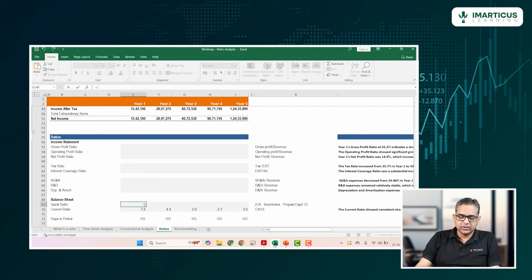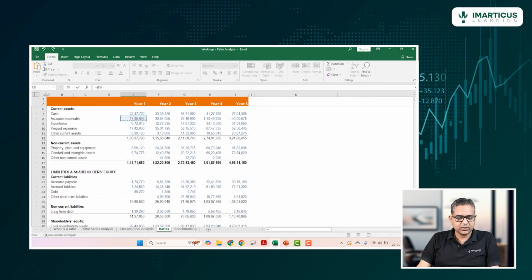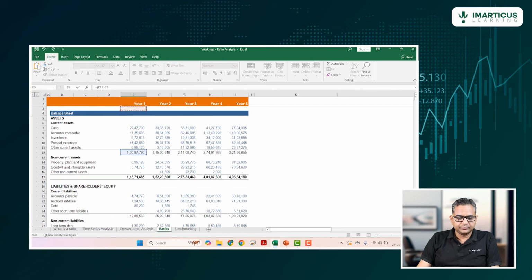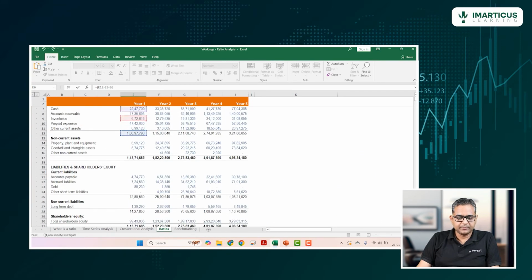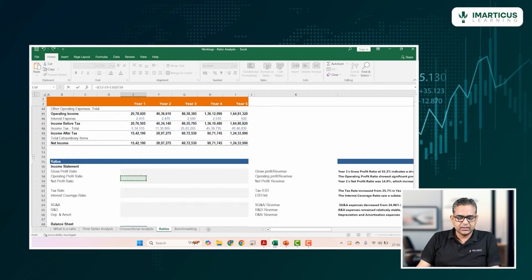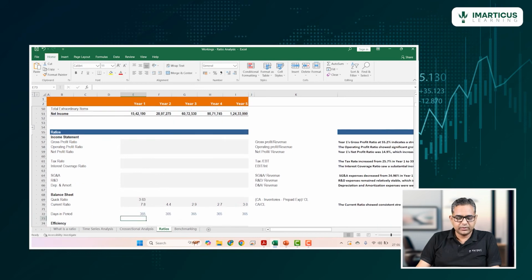Let's look at quick ratio. This is current assets minus inventories. This is total current assets minus inventories minus prepaid expenses, divided by current liabilities. So our current quick ratio is coming out to be 3.63.